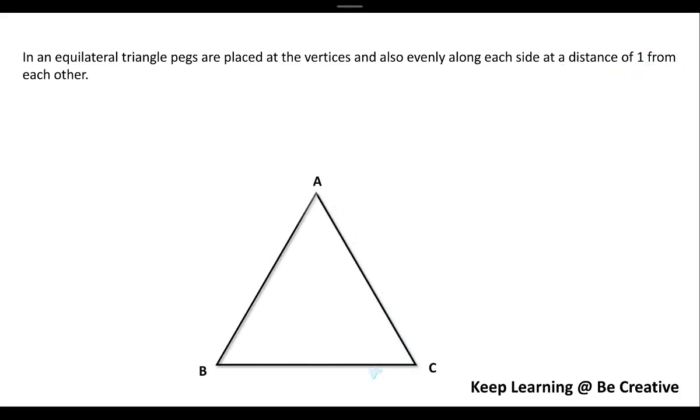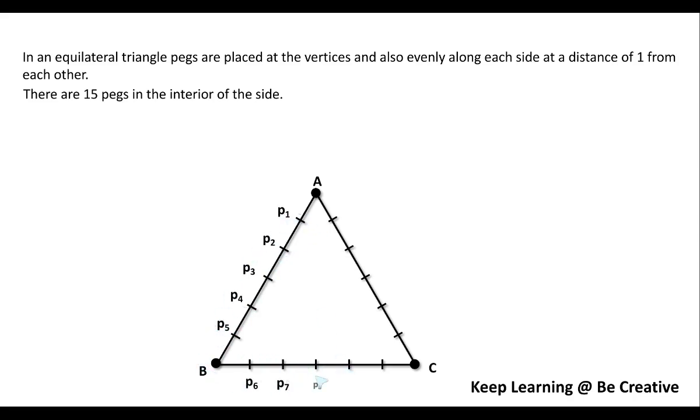So we have to consider an equilateral triangle, and pegs are placed at the vertices and also evenly along each side at a distance of 1 from each other. So let us consider an equilateral triangle. Here we are going to place the pegs at the vertices A, B and C, and there are 15 pegs in the interior of the sides which are evenly placed. Here you can see that we have placed the pegs, and let us number them from 1 to 15.